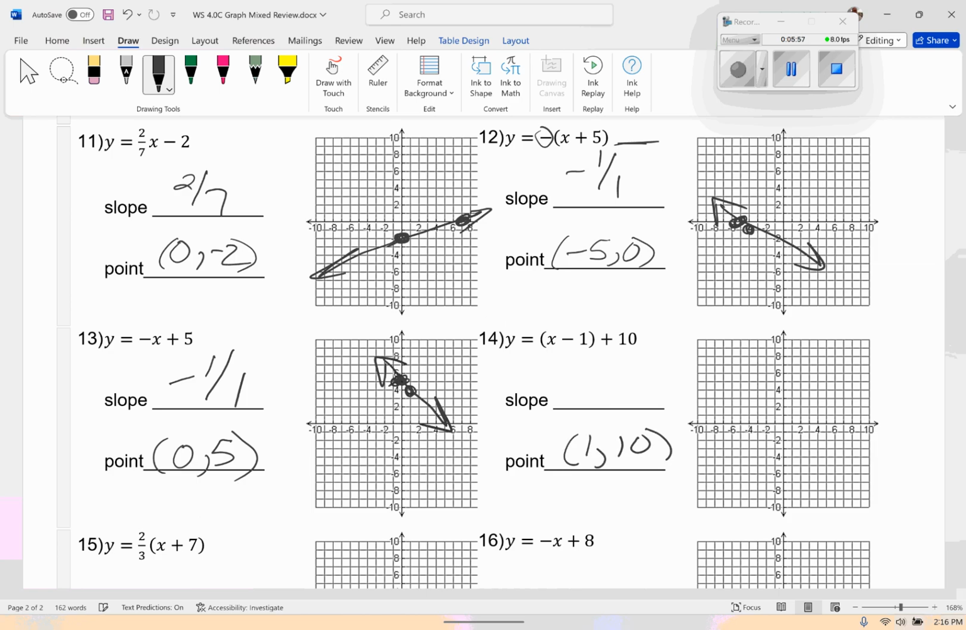(1, 10). So (1, 10)'s up here, right? I put it in the wrong spot. (1, 10)'s here. Slope is what? 1 over 1. So I'm going to go up 1, right 1. It's like, yeah, but it went off the graph. Oh, it's okay. We'll make it work.